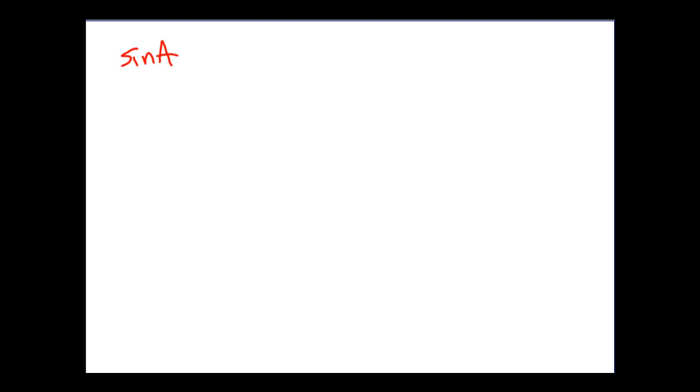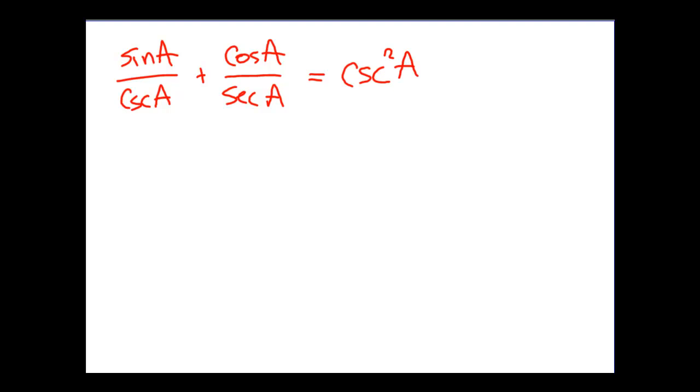We had the sine of A over the cosecant of A plus the cosine of A over the secant of A, and we want to show that that is equal to the cosecant squared of A minus the cotangent squared of A. So what we're going to do here is rewrite the left-hand side, rewrite the right-hand side, and show that these two things really are the same thing. If we can show that they both are really the same thing, then we're able to prove that, of course, it's an identity. The left and the right-hand sides are really the same thing.